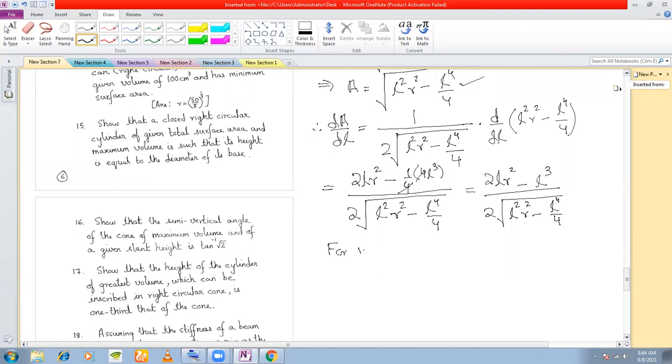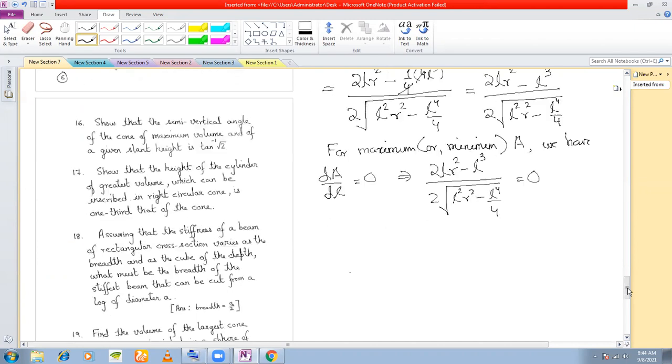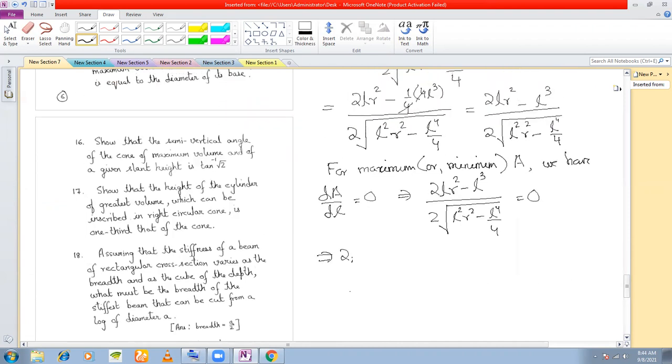For maximum or minimum area, we have dA/dL equal to 0, isn't it? That means you get 2L R square minus L cube divided by 2 root L square R square minus L to the power of 4 by 4 equal to 0. That means the numerator must be equal to 0. That means 2L R square minus L cube must be equal to 0.